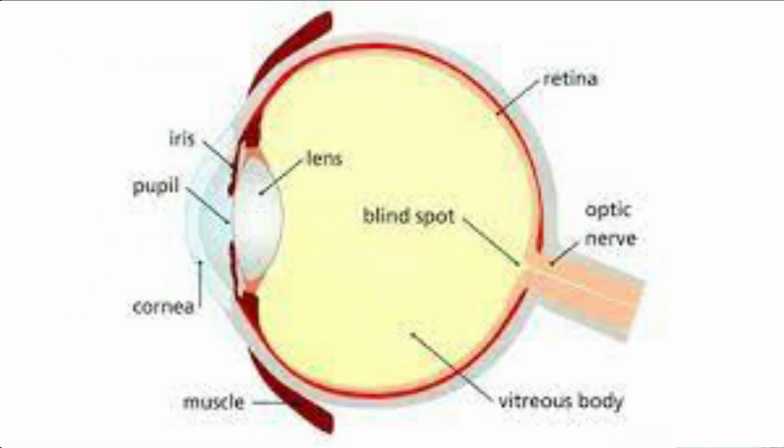The iris is the colored part of the eye that controls the size of the pupil, which in turn controls the amount of light that enters the eye. So it will act like a door.